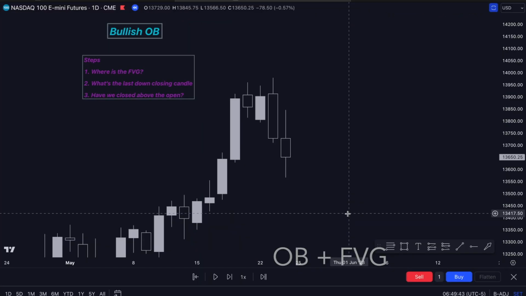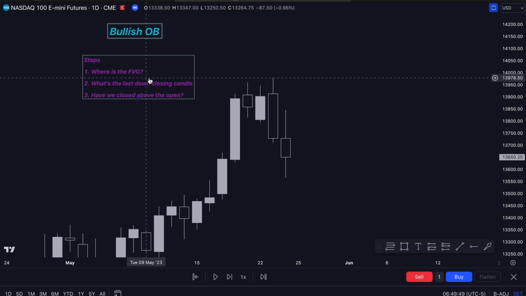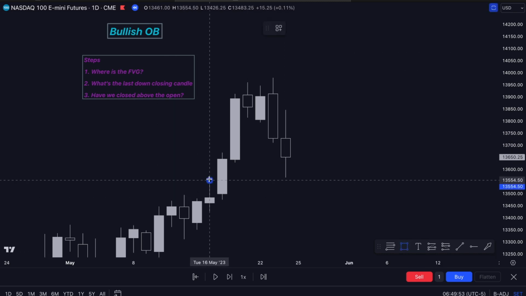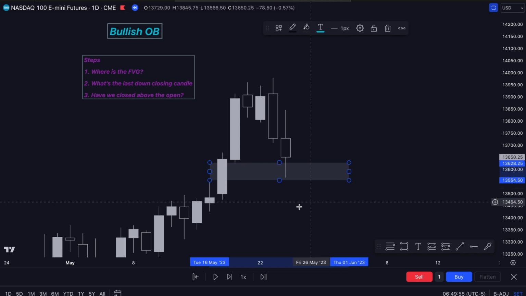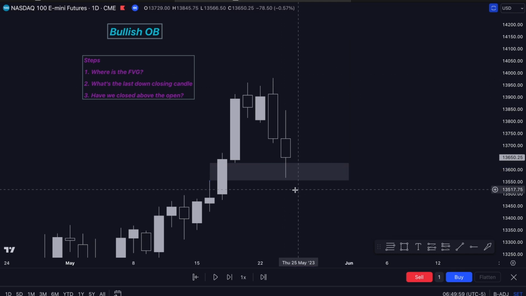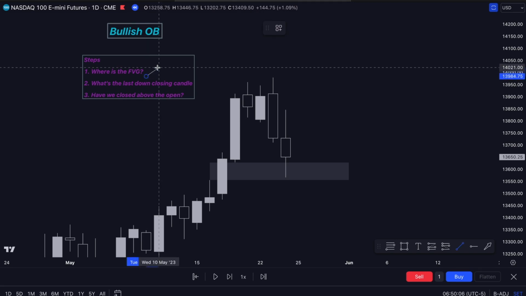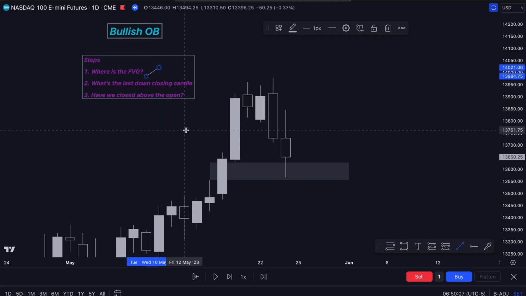Now let's move on to part 2 of the video. Spotting bullish order blocks after leaving a fair value gap. So we've got our steps here. Where's the fair value gap? We've got one here. We've had price moving into the bullish fair value gap, and the body's respecting it, so we can tick that off. What's the last down closing candle?